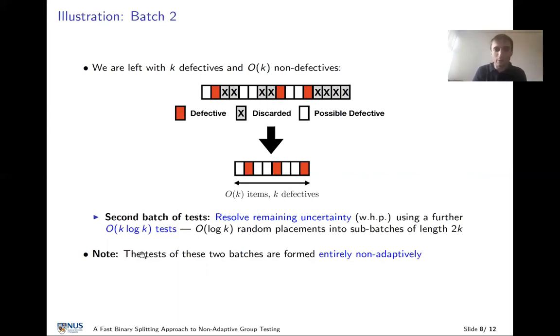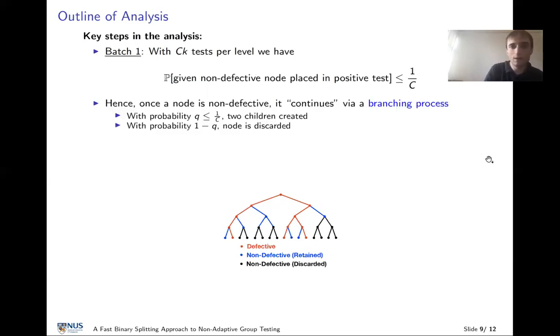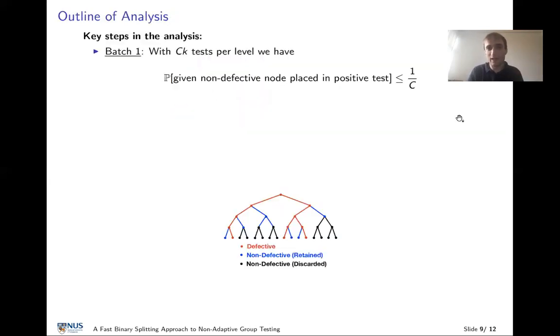Okay, and although I might have described the algorithm to make it sound a little bit adaptive, I should say that all the tests are completely non-adaptive in the way the testing is performed. So, a quick outline of a bit more details of the analysis. If we have ck, remember I said order k tests per level, so let's explicitly call it c times k. It's a simple union bound to say that the probability of a non-defective being placed in a positive test is at most 1 over c, because it's 1 over c k times the number of defectives k, so it becomes 1 over c.